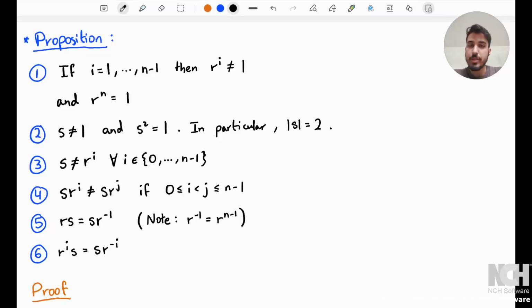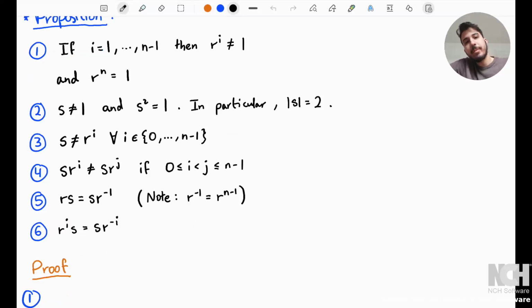The second part of the proposition says that s is not equal to the identity, but s squared is. In particular, the order of s is 2, the order being the smallest integer such that s to that power gives us back the identity. So s is never the identity because when you flip a polygon, you will never get it back to where it was. You have to flip it again to get it back the way it was, which is s squared is equal to 1. So that is the second part of the proposition.